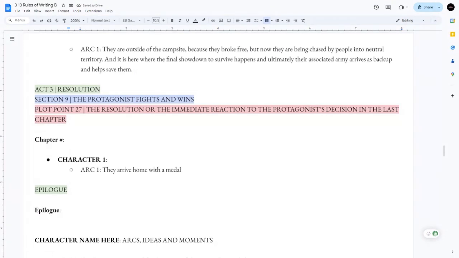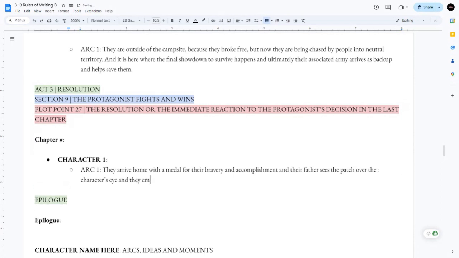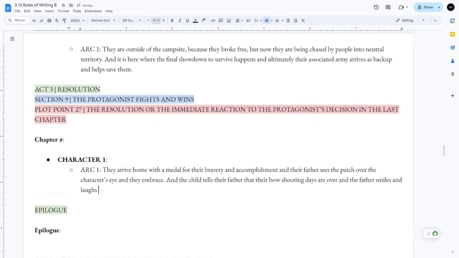Anyway, they arrive home with a medal for their bravery and accomplishment. And their father sees the patch over the character's eye. And they embrace. And the child tells their father that their bow shooting days are over. Mostly because if I did write the story, I'd make it where getting that final target was really hard, and they're not confident about it anymore. The father smiles and laughs while crying.